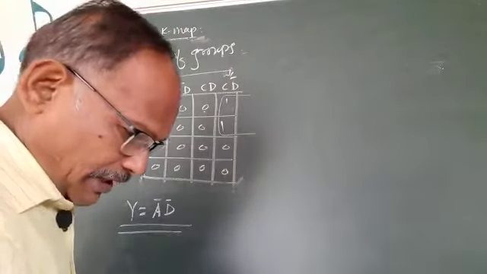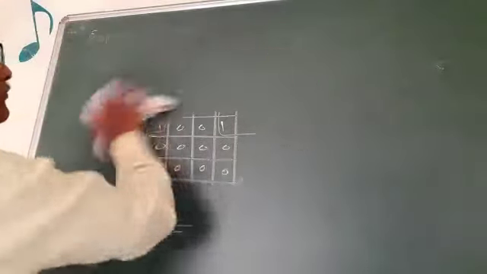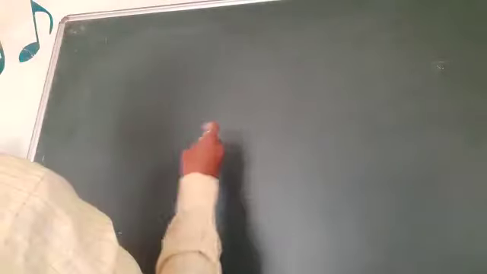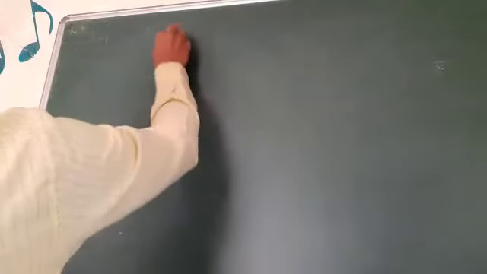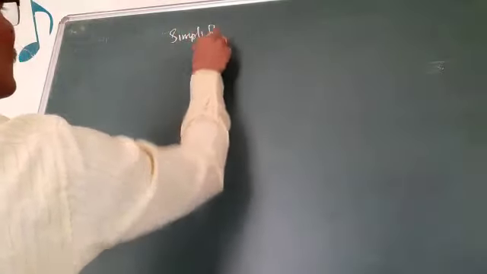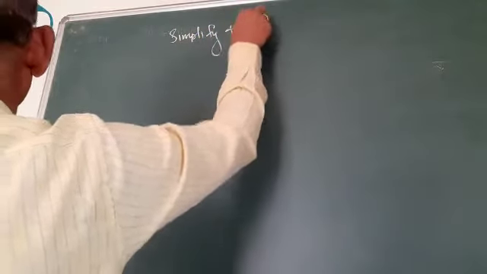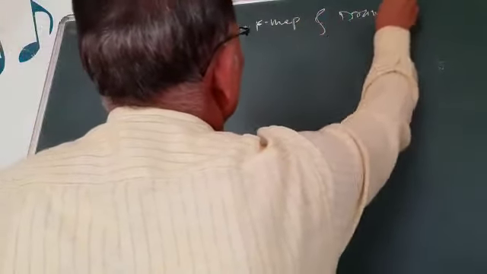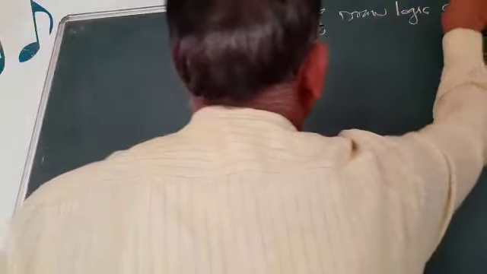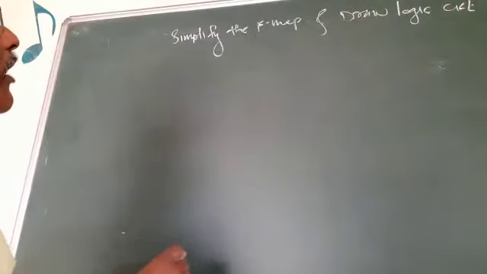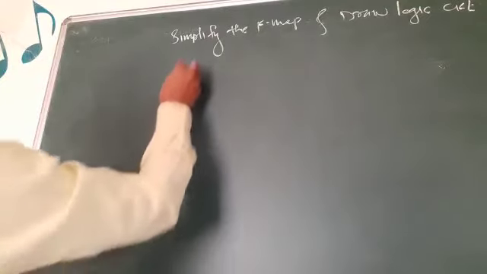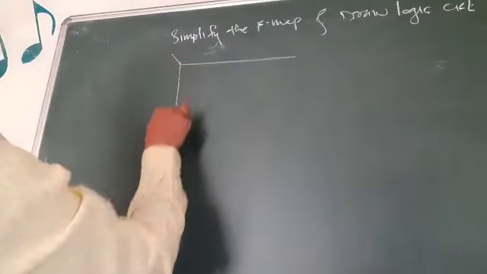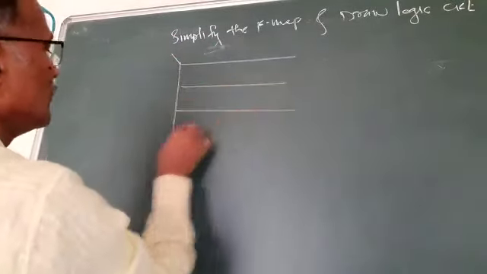Now we will have one example. Now consider this example. We have to simplify the K-map and draw the logic circuit. So remember, in short we have to find the SOP equation and then build a circuit accordingly.